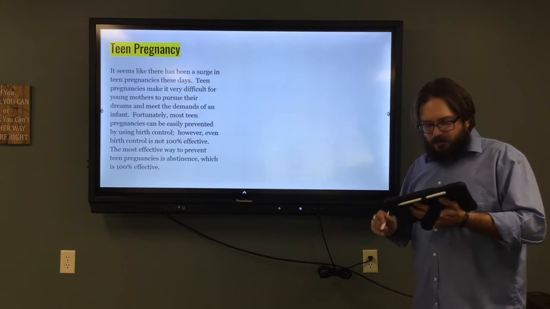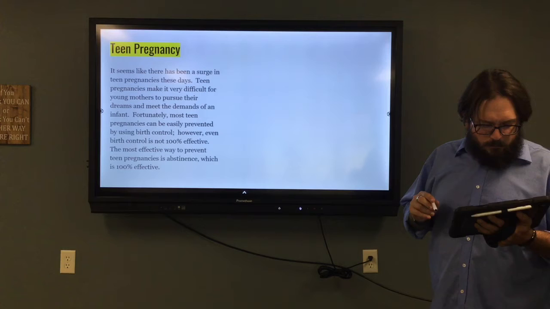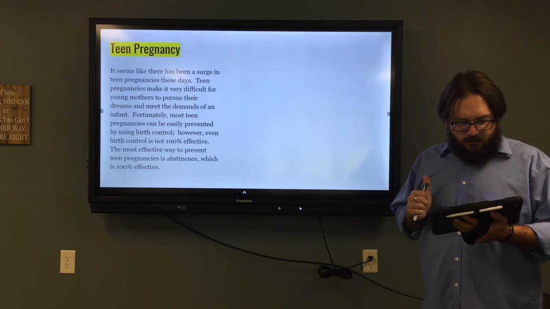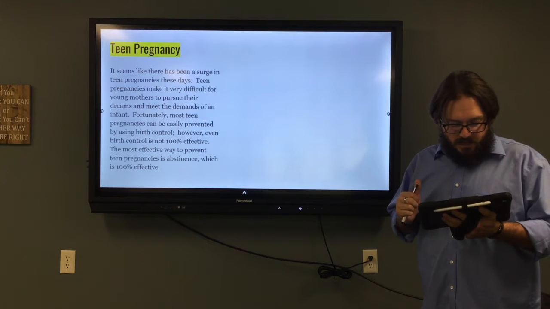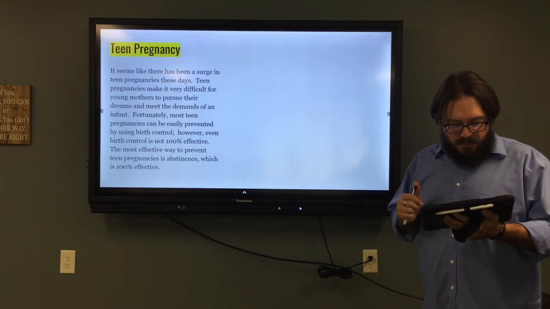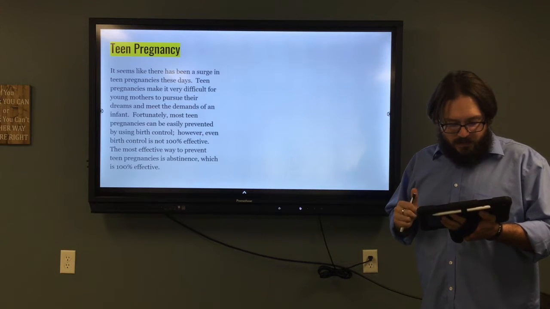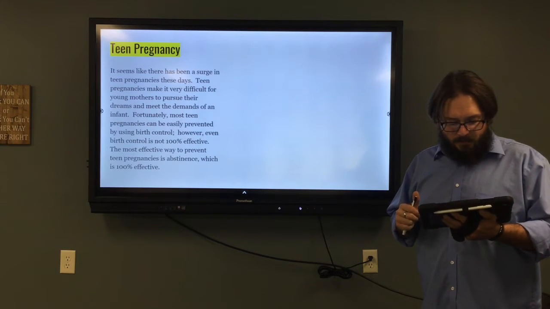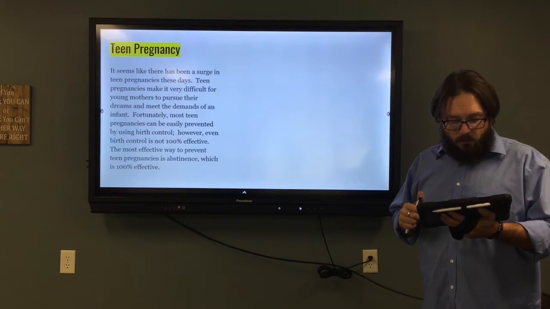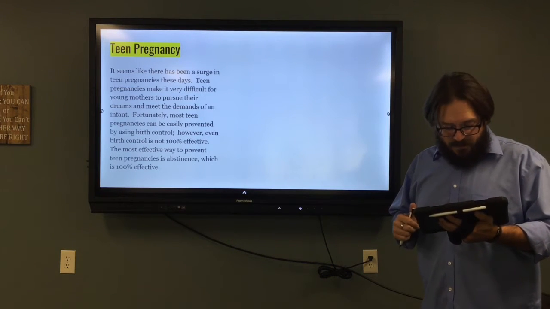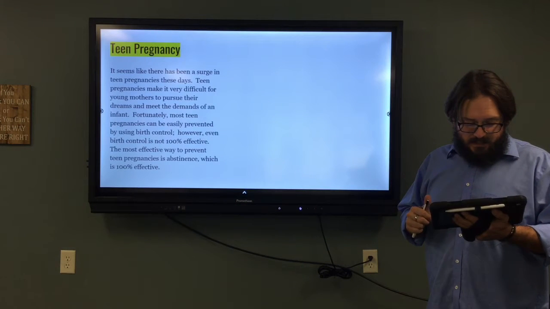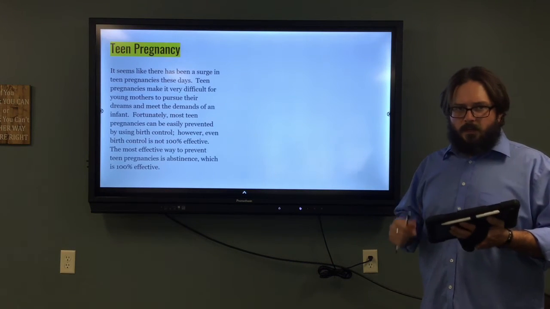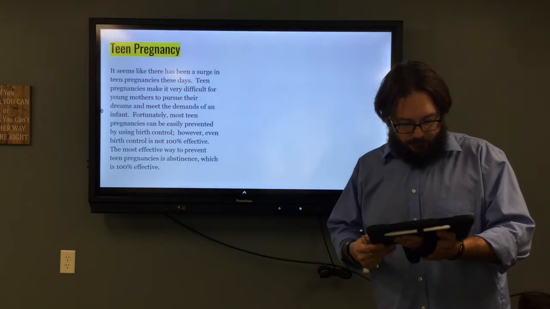It seems like there has been a surge in teen pregnancies these days. Teen pregnancies make it very difficult for young mothers to pursue their dreams and meet the demands of an infant. Fortunately, most teen pregnancies can be easily prevented by using birth control. However, even birth control is not 100% effective. The most effective way to prevent teen pregnancies is abstinence, which is 100% effective.